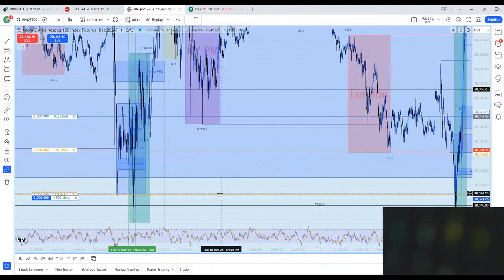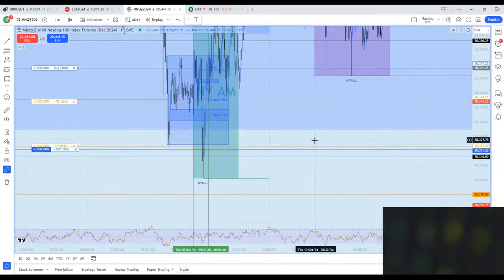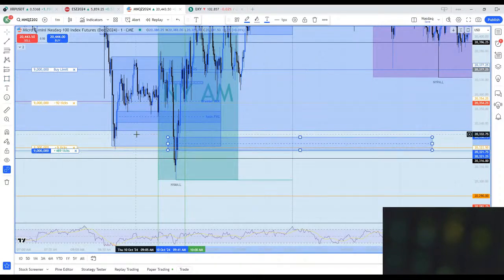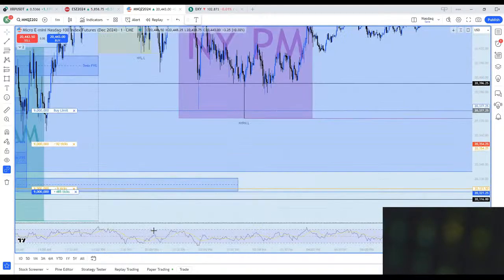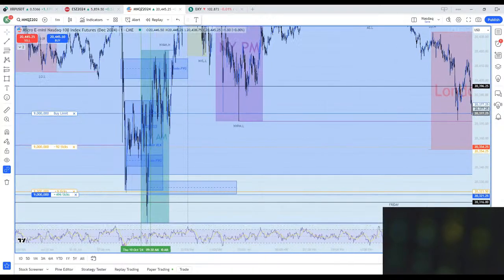What did it tap into over here? Oh, it tapped into this order block down here. I'm going to drag this over. And this is actually why I got into a long, because it came down here and it didn't grab this liquidity, but it grabbed the liquidity under here and some other liquidity. Oh, in London.